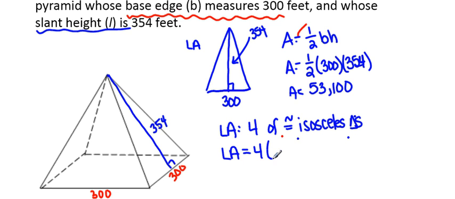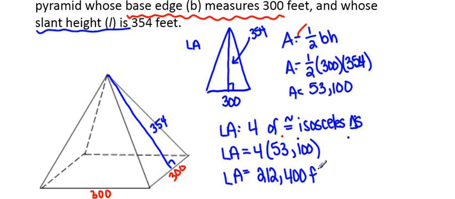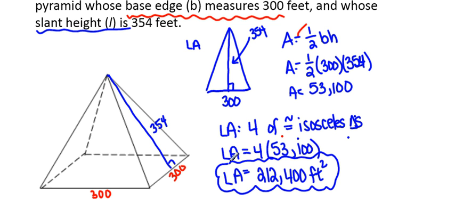So I've got 4, each of which measures 53,100 square feet, making our lateral area 212,400 square feet. Now, lateral area, remember, is just made up of those four congruent isosceles triangles.